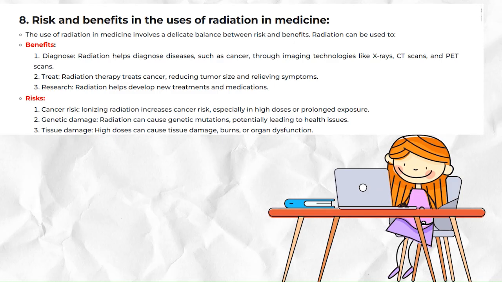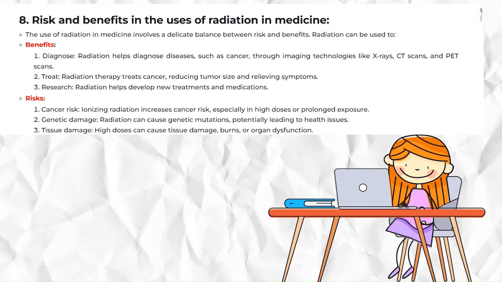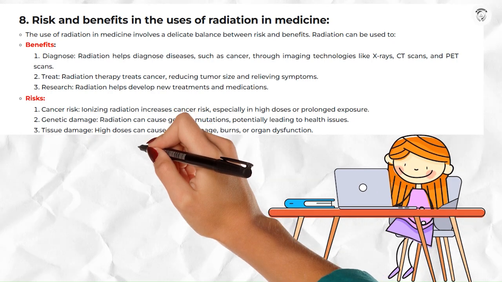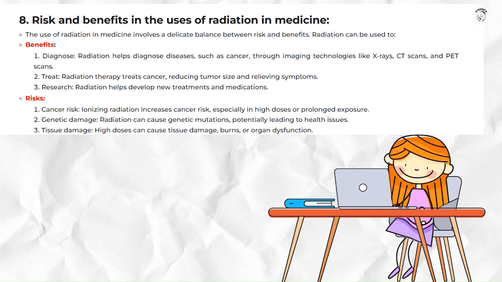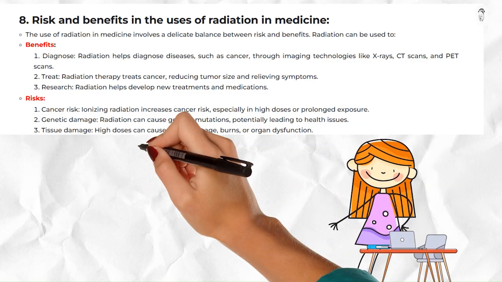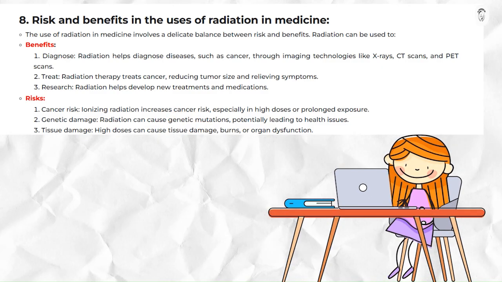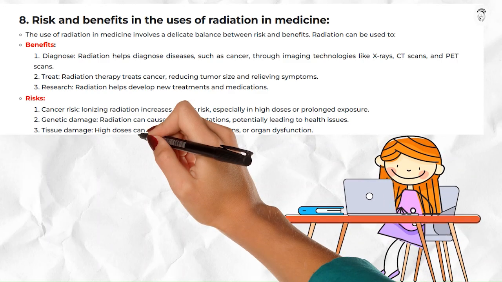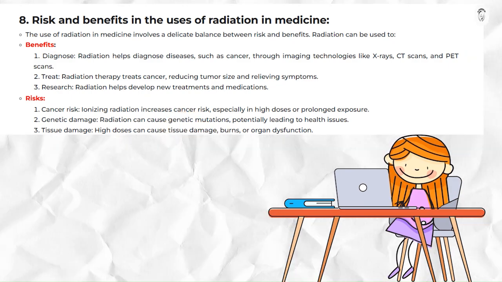But the risk is that ionizing radiation, although it treats cancer, still increases the risk of cancer. This is one of the very contradictory situations in medicine: the treatment we are doing for cancer is itself causing cancer. Especially when it is done in very high doses or for prolonged exposures, these radiations might cause genetic mutations which can lead to health issues, and some high doses can damage tissues, cause burns, and sometimes organ dysfunction as well.